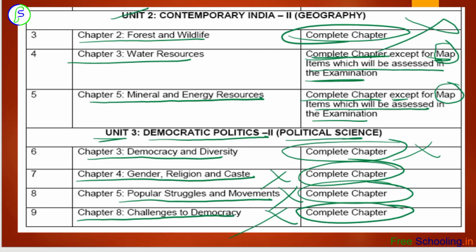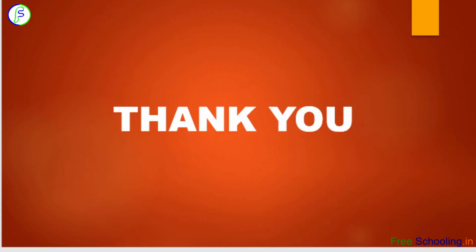And if you ask me what about unit 4, well, nothing is removed from there. Just the thing that was removed earlier, the last chapter, chapter number 5, consumer rights, is still not there in the syllabus.